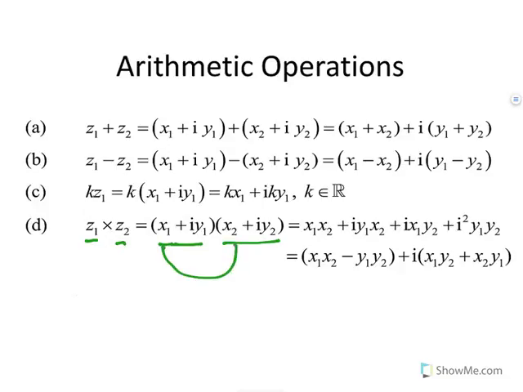So x1 and x2. All you do is just distribute. Remember in the past you have learned this, right? a plus b, c plus d.